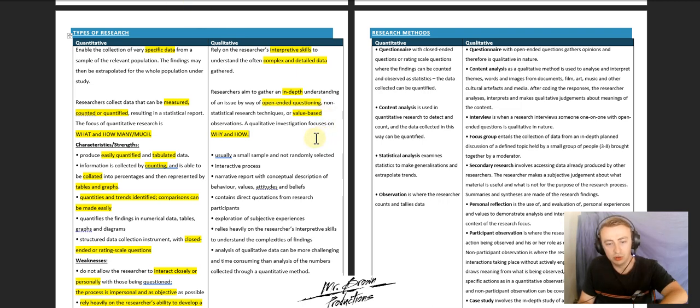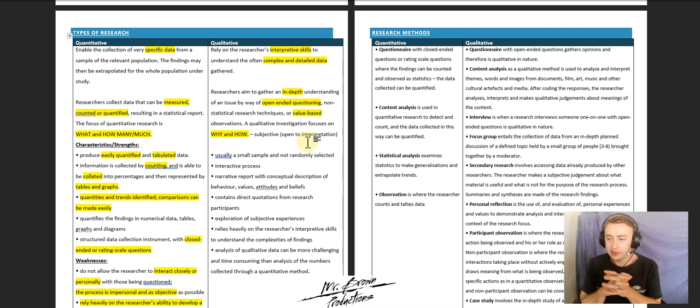Another word I want you to write here is the word subjective. What subjective means is that it's open to interpretation.